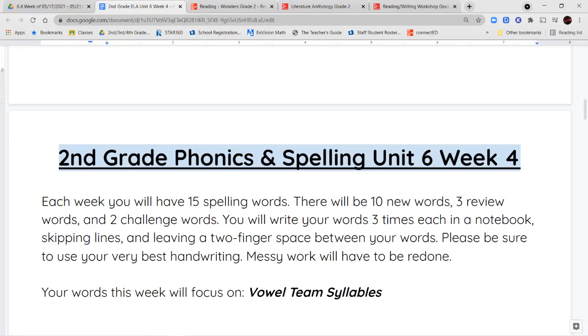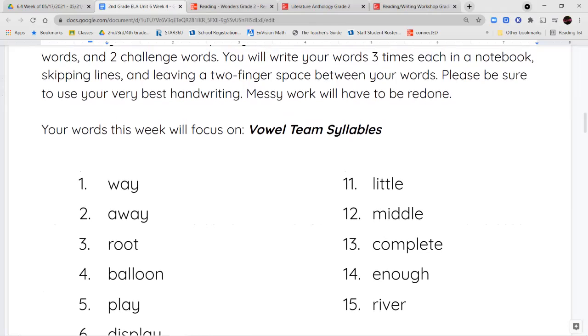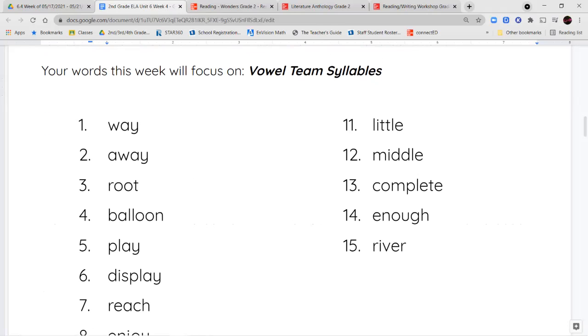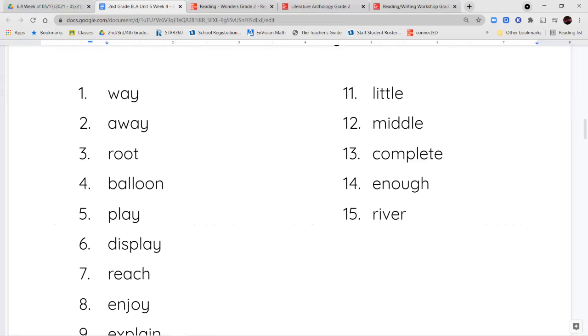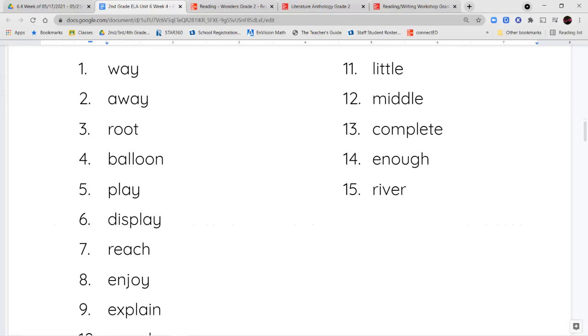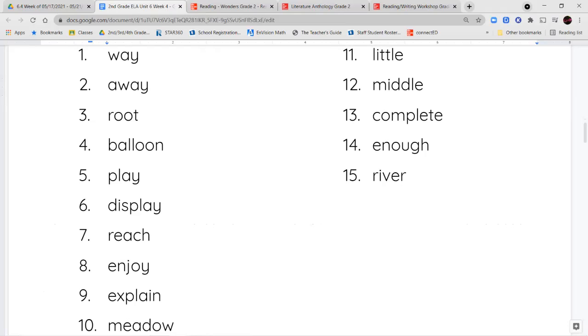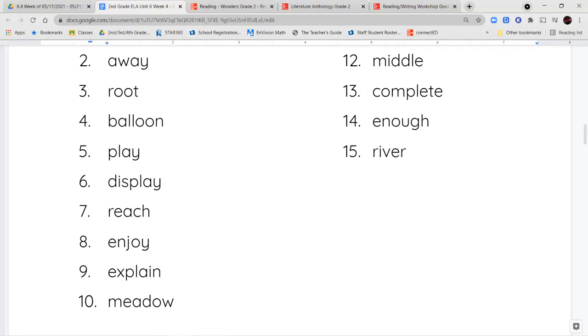Now, for our spelling words for this week, we're going to be talking about vowel team syllables. Now, our words this week are going to be the words way, away, root, balloon, play, display, reach, enjoy, explain, meadow, little, middle, complete, enough, and river.